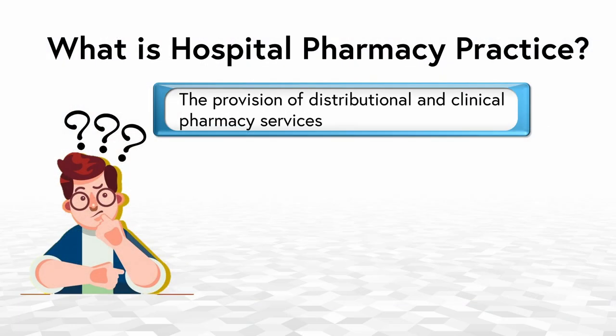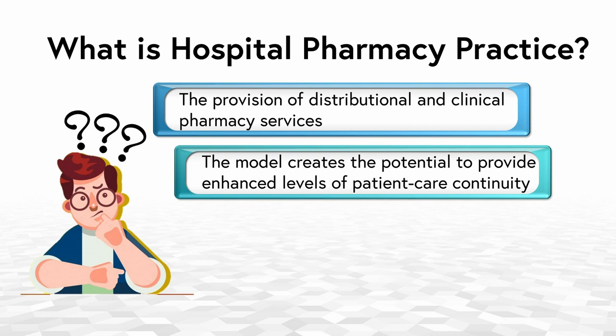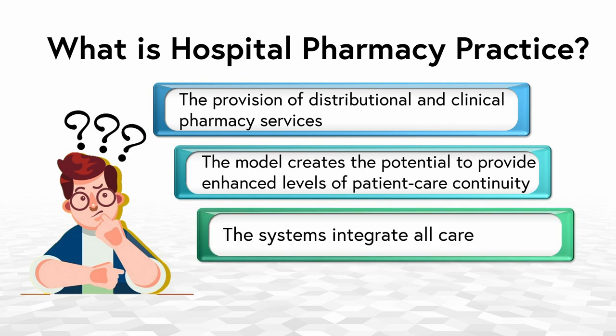What is institutional pharmacy practice? Hospital pharmacy practice includes the provision of distributional and clinical pharmacy services. Typically, the institutions that pharmacists serve are linked together into integrated health systems. The integrated model creates the potential to provide an enhanced level of patient care continuity through access to medical records and patient care providers. The hospital system integrates all care under the umbrella of a central organization and often includes inpatient, acute care, primary care, outpatient care, long-term care, and home care.